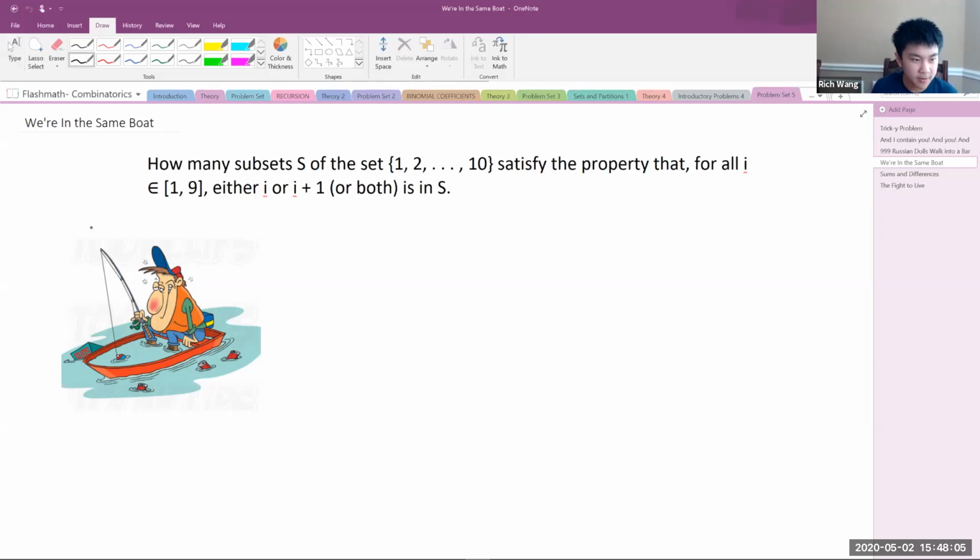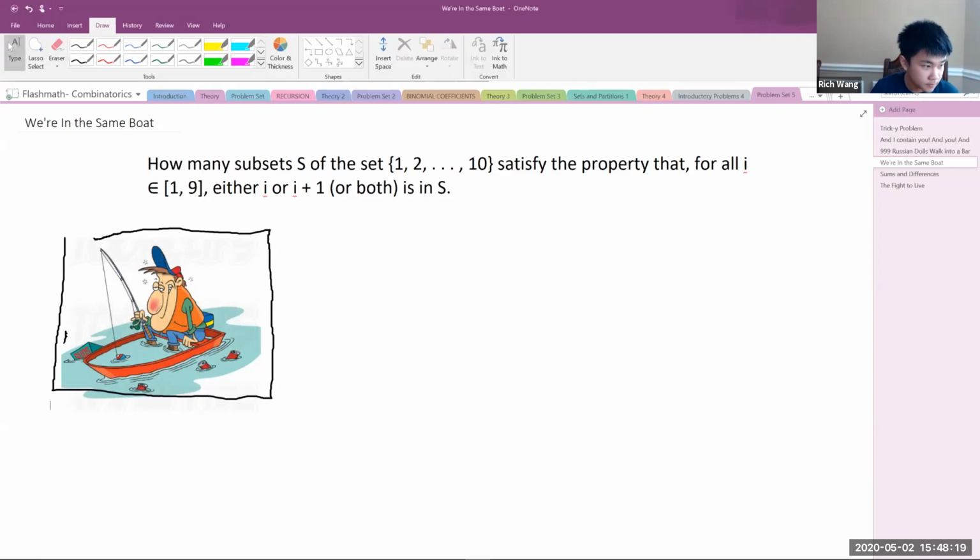And as usual, I'll give you guys some time to read the problem. What does the symbol ∈ equal? Oh, it just means inside. So here this means that for all i in this set, so pretty much for all i equal to 1, 2, 3, 4, all the way up to 9.